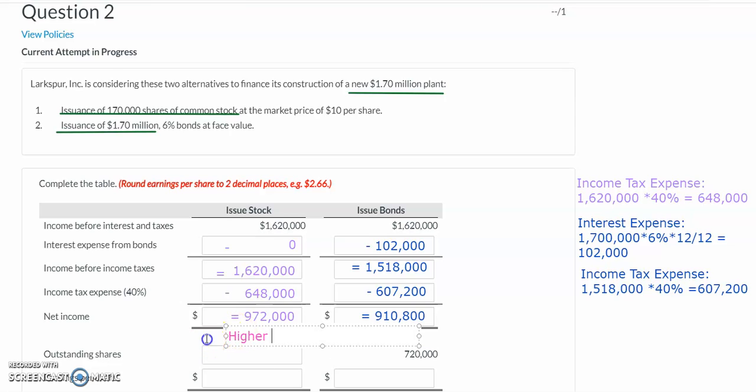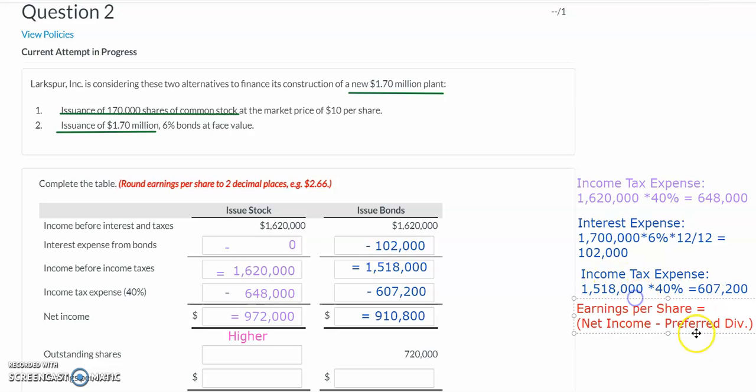But the next thing that we want to consider is earnings per share. So for earnings per share, this is the same formula that we learned earlier in our semester. And our earnings per share is going to be calculated by taking the net income minus preferred dividends if you have any. And once you subtract out any preferred dividends from the net income, you need to divide this by your weighted average number of shares outstanding.